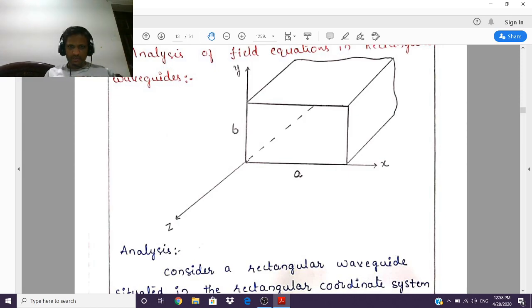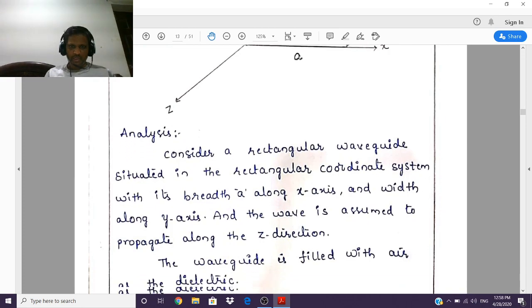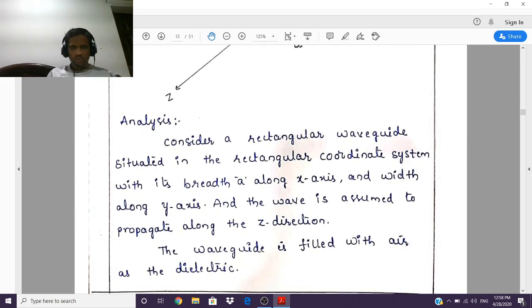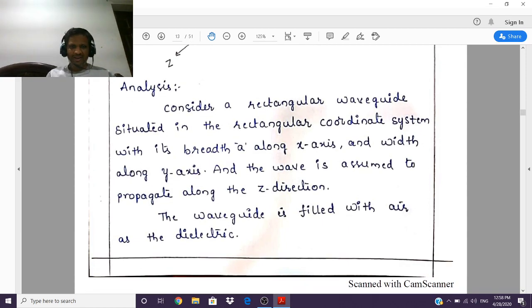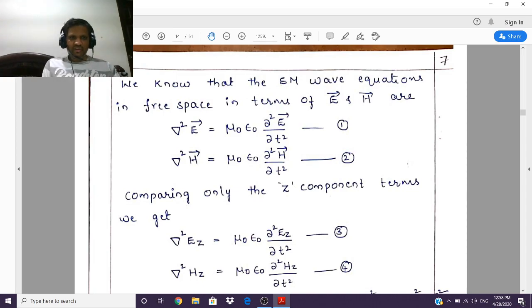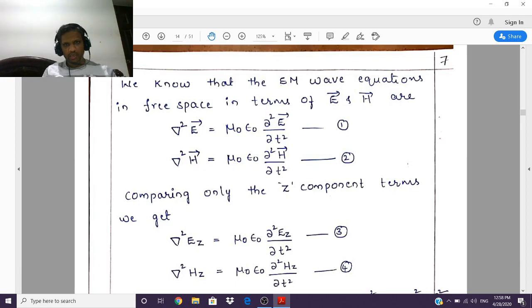Now, the electromagnetic wave is propagating in that waveguide in the Z direction, and along the x-axis we have the breadth or broader dimension A and width B along the y-axis, and assume that the waveguide is filled with air as the dielectric. Now we'll be moving to the wave equations that we have already derived in EMF, which are the wave equations in free space in terms of E and H, because these are the equations which we have to use. Even though the electromagnetic wave is propagating along a waveguide, inside the waveguide it is filled with free space. We should assume the wave equations in free space itself.